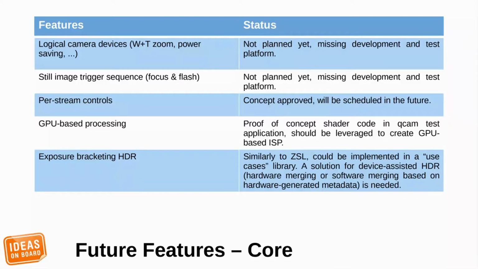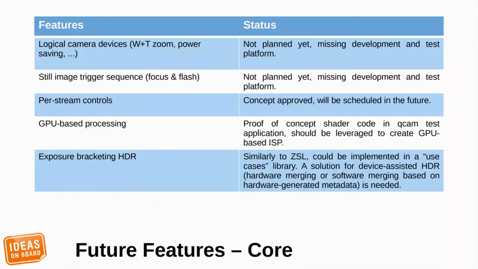We have a proof of concept shader code in QCam in the test application that is used to convert the format of frames that are being captured to something that can be displayed. And recently, this code that has been submitted to convert raw 12-bit frames to RGB in a shader. And that's something that we would like to leverage, possibly moving to OpenCL in that case, to be able to create a GPU-based ISP, or at least GPU code that could assist the hardware ISP with additional features.